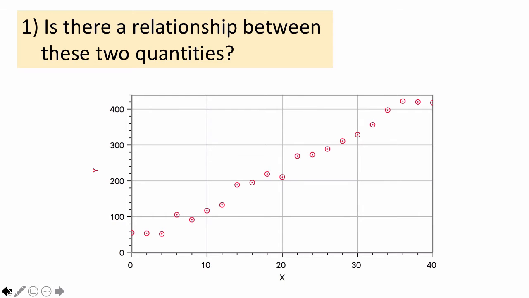Here's a graph. Is there a relationship between these two quantities? Well, let's look at what happens when x is a small number. When x is a small number, y is also a small number. That's these points down here.